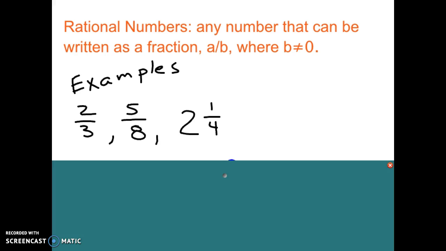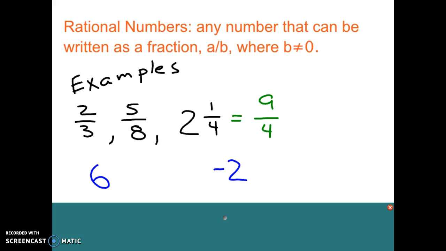Real easy examples would be like 2/3, 5/8. Something like 2 1/4 you may not think of as a divided by b, except if we turn it into an improper fraction, such as 9/4, you would see that it is indeed a rational number.